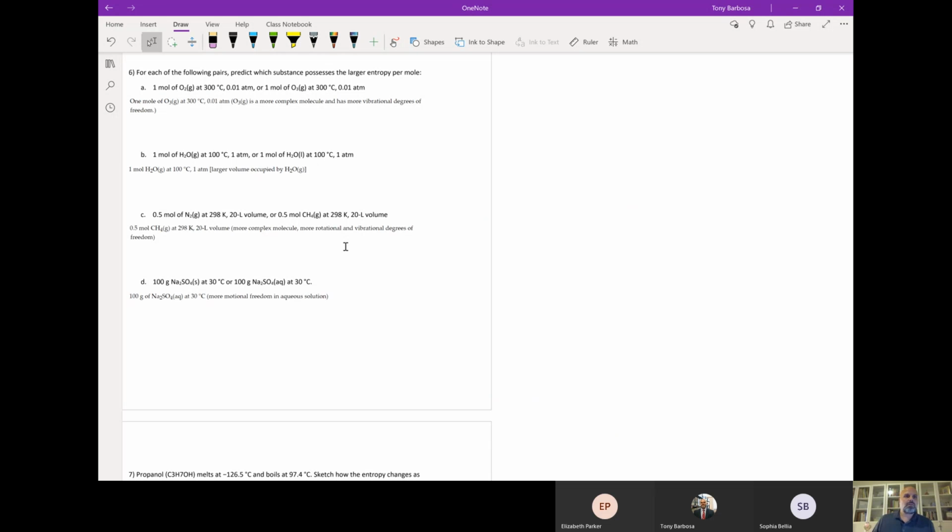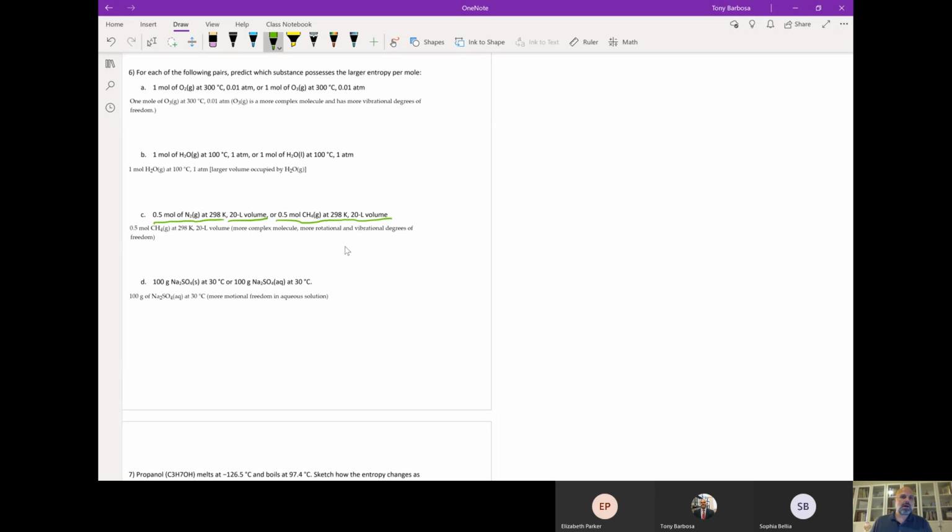So you want to predict, for the following pairs, which substance possesses the larger entropy per mole. In the first example, part C, we have half a mole of N2 gas at 298 Kelvin with a 20-liter volume, versus half a mole of methane gas at 298 K, 20-liter volume.